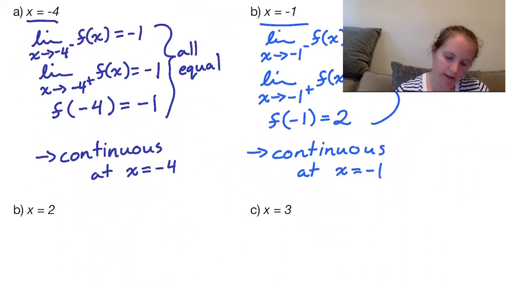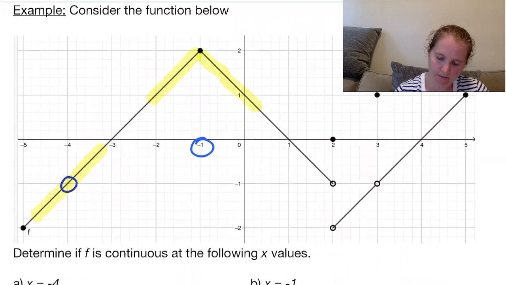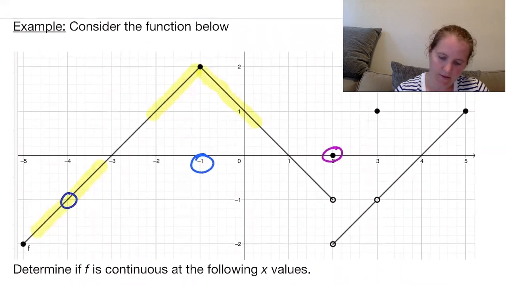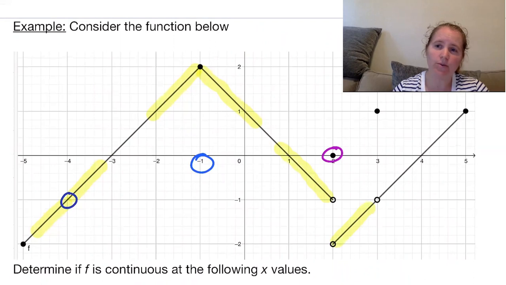Next up, we are supposed to look at x equals 2. So at x equals 2, let's see what is happening. Coming from the left, y is approaching -1. Coming from the right, y is approaching -2. And at the point itself, we're at 0. So we actually are hitting 3 different values.